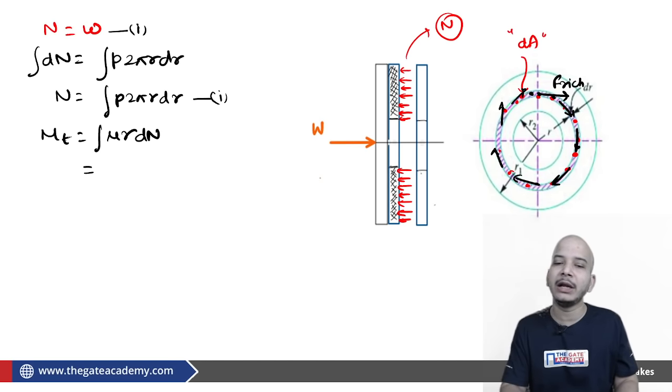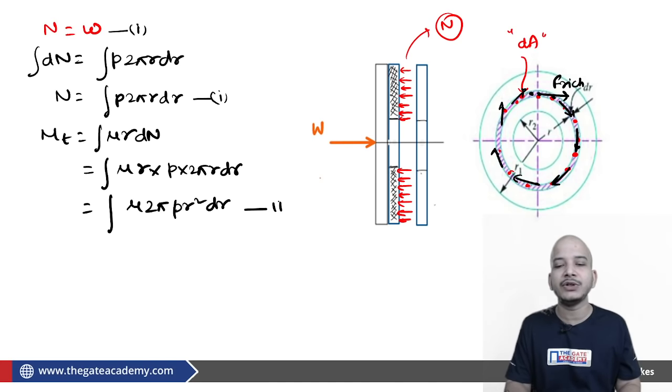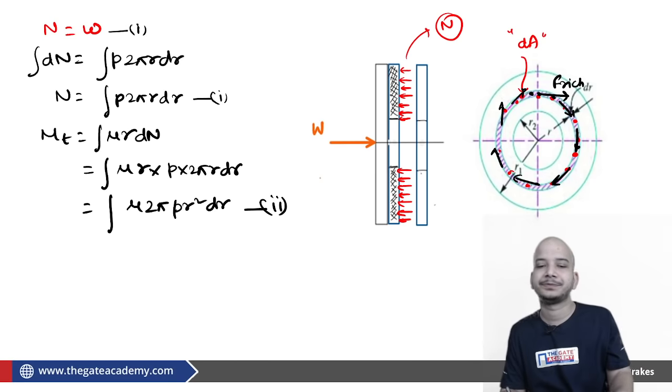If you want to calculate it for the complete area, then you have to integrate it. Now, mu into r into dN, we already know dN is equal to P into 2 pi r dr. So MT can be written as the integral of mu into 2 pi P r square dr. This is the second relation which holds good, and it is independent of whether we are talking about a new clutch or an old clutch.